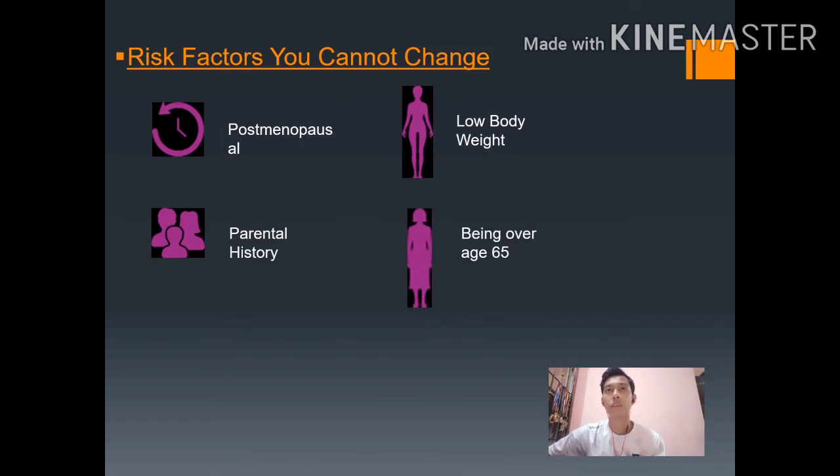And these are the factors that people cannot change. The first is post menopause: a woman who does not have a period for 6 months, maybe around age 45, in her middle age. The second is parental or family history. The third is low body weight. And the fourth is your age. Being over 65, you cannot change it, because mostly at that time the bones become weak.